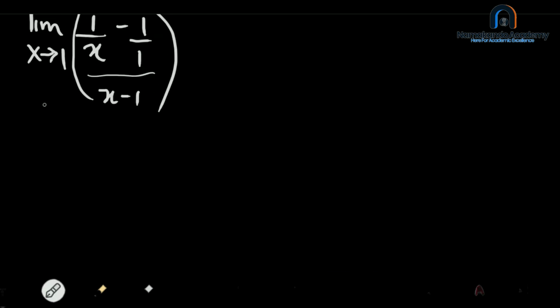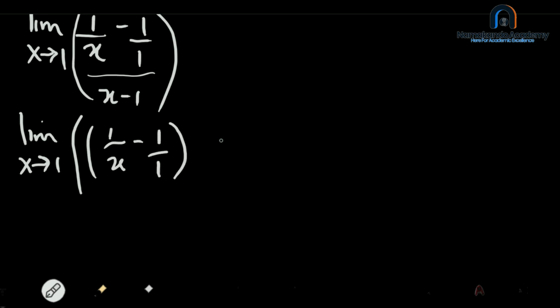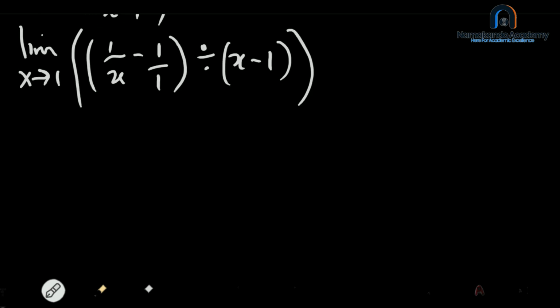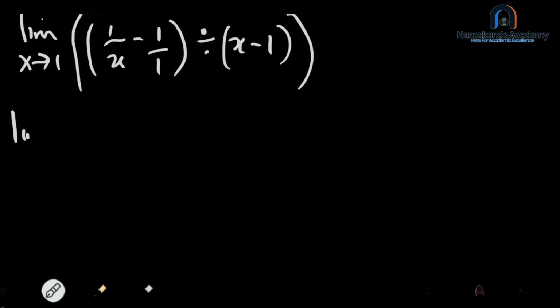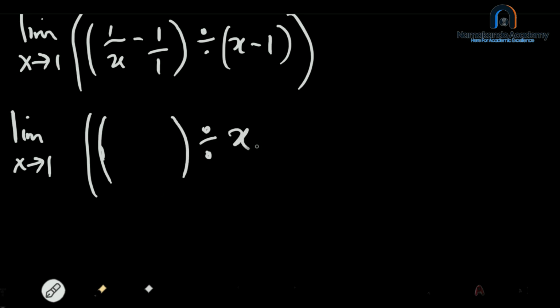So this simplifies to limit as x approaches 1. We can choose to write this as 1 over x minus 1 over 1. Then we say divided by x minus 1. Then we close. Next is limit as x approaches 1 of, right brackets there, then divided by another set of brackets like this. Then we'll close this side.